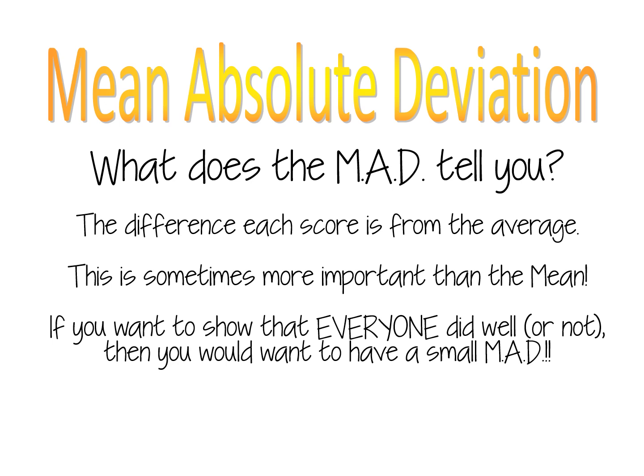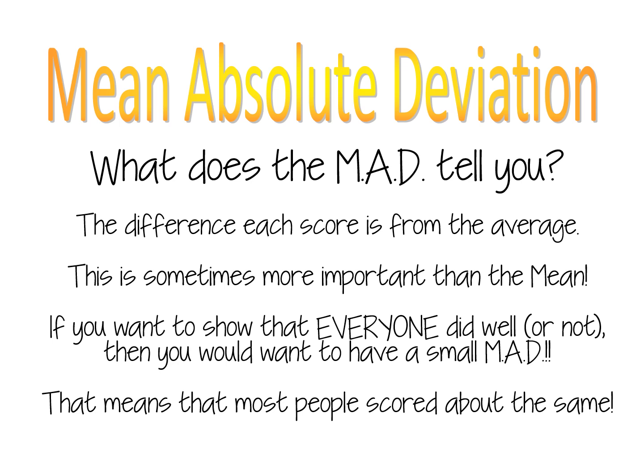If you want to show that everyone did well or didn't do well, then you would want to have a small MAD. To further explain that, if the class average is, let's say, an 80, but the MAD is a 20, then that tells you that on average people scored 20 points from the average. If the average was an 80 and the MAD was 5, then that tells you on average most people scored 5 points away from the average. So having a small MAD is actually better. That summarizes again what we just said.